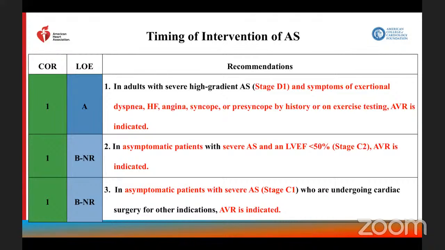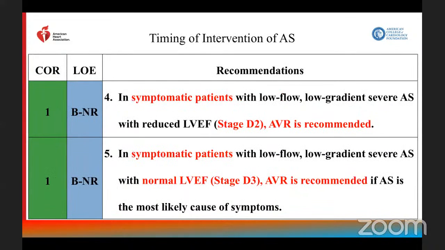In asymptomatic patients with severe aortic stenosis and left ventricle ejection fraction less than 50%, aortic valve replacement is indicated, and it's a class 1B. In asymptomatic patients with severe AS, which is stage C1, who are undergoing another cardiac surgery, AVR is indicated. It's a class 1B. In symptomatic patients with low flow, low gradient, severe AS with reduced LV ejection fraction, aortic valve replacement is recommended. It's a class 1B.